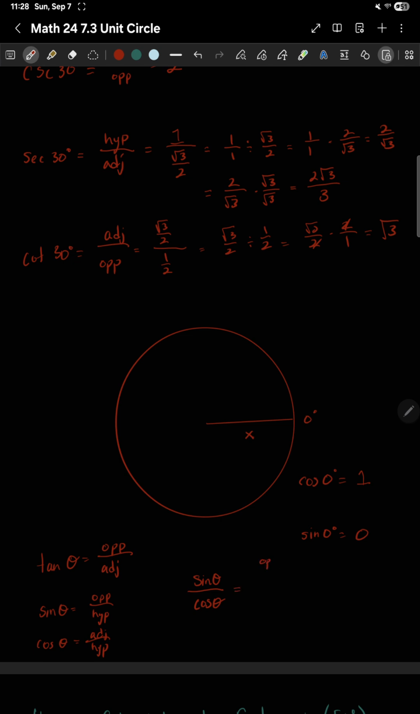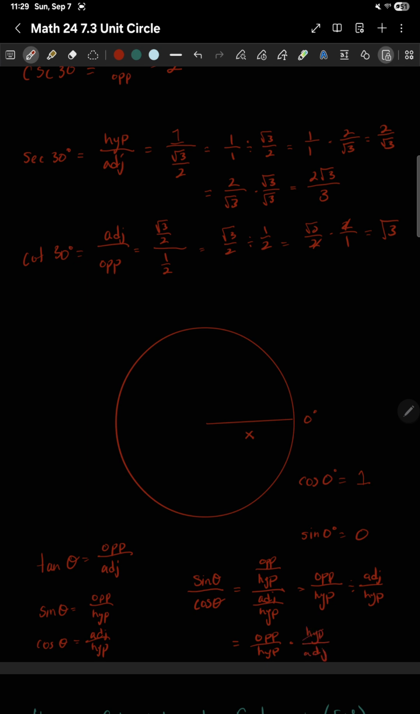Well, I have opposite over hypotenuse over adjacent over hypotenuse. And so this is the same as saying opposite over hypotenuse divided by adjacent over hypotenuse. So I'm kind of like dividing fractions, right? And we don't like dividing fractions. We like multiplying by the reciprocal. So that just means change it to multiplication and flip the second fraction.